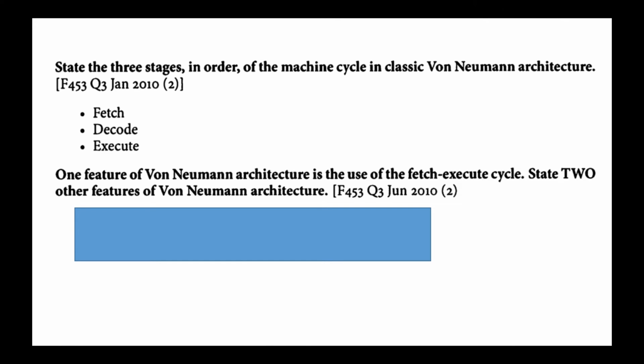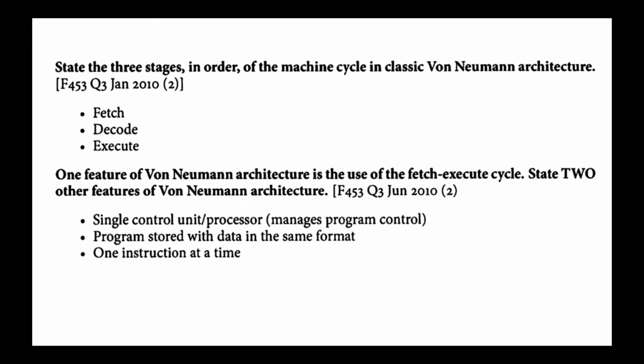Now the next question is, one feature of von Neumann architecture is the use of the fetch execute cycle. State 2 features of von Neumann architecture. So the answer for this is it's a single control unit or processor which manages program control, programs stored with data in the same format, one instruction at a time.